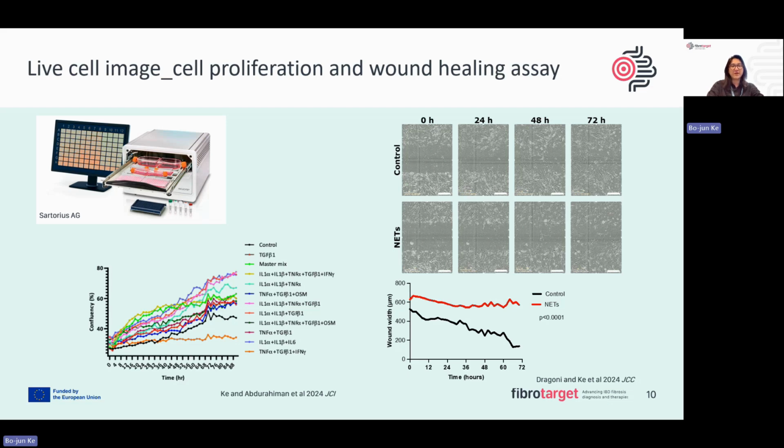First, we will use primary fibroblasts to evaluate the fibrosis phenotype and also how a trigger can induce cell behavior. In this section, we will use live cell imaging so we can track the cell proliferation and also perform a wound healing assay. In our lab, in this project, we use the IncuCyte system to follow the cell proliferation through different time points with different cytokine stimulation. And of course, we can also perform the wound healing assay to understand cell migration and also how long it will take for the wound site to close.